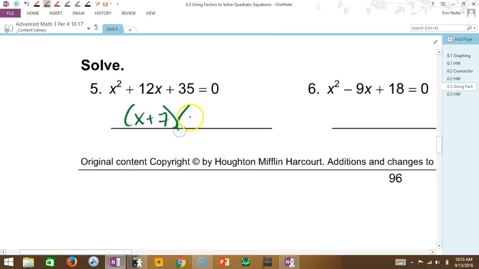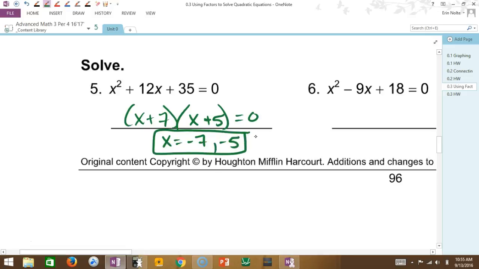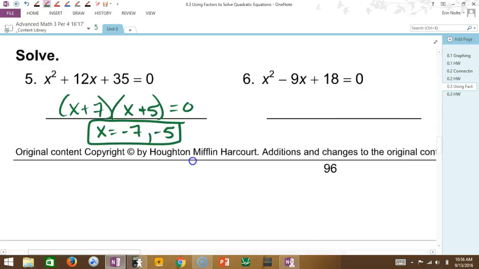Did I go too fast? I feel like I'm just going too slow for you guys. If those are my two quantities, then what are my two solutions to this quadratic equation? So x equals -7 and -5. Perfect. Simple? Easy? Yeah.